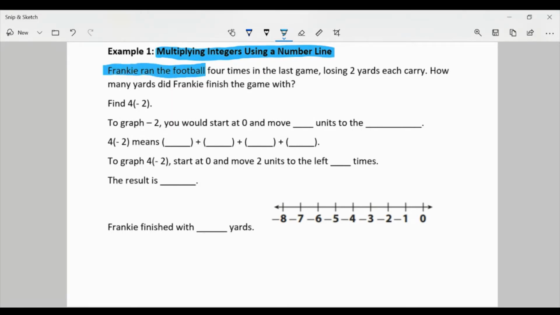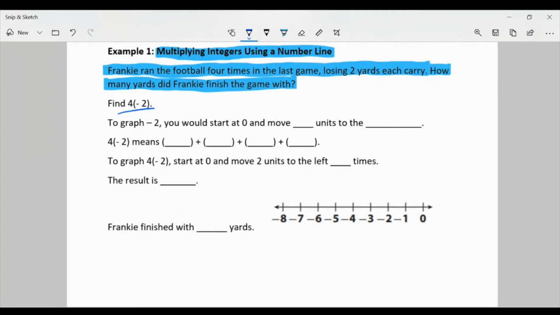Frankie ran the football 4 times in the last game, losing 2 yards each carry. How many yards did Frankie finish the game with? Normally we would say 4 times 2 to find out how many yards he finished with, right? He ran 4 times and he lost 2 yards each play. But since he lost 2 yards each play, it's a negative 2. So 4 times negative 2.